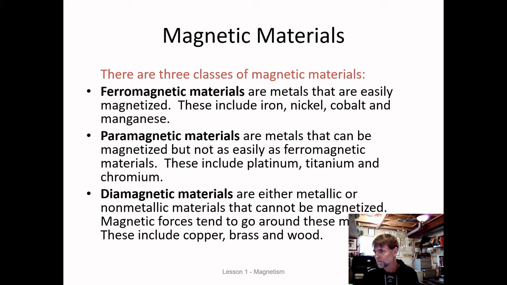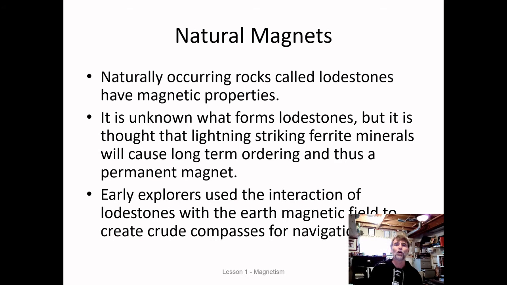Okay, start out conversation about natural magnets. Naturally occurring rocks, referred to as lodestones, and they are magnetized. Just naturally they occur, we can mine these products. It's unknown exactly what causes them to be magnetized. Some ideas are maybe lightning strikes to ferrite materials, which causes what we would call long-term ordering, essentially a permanent magnet. Now, these were used by early explorers to create crude compasses, way back historically. That's what the first compasses were. It was just a piece of naturally occurring magnetic stone.